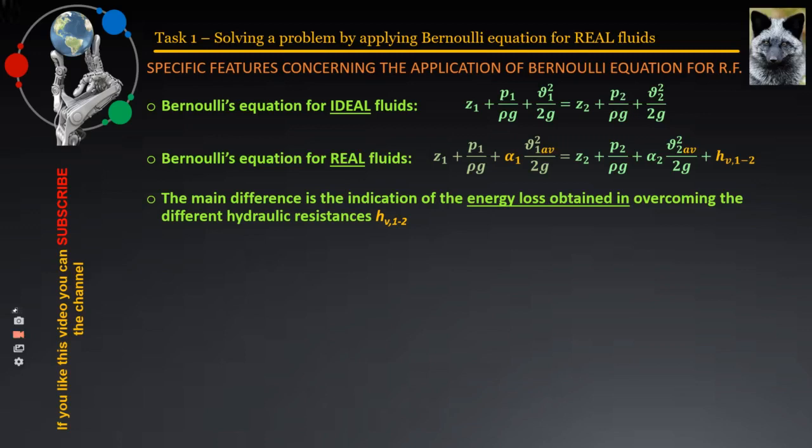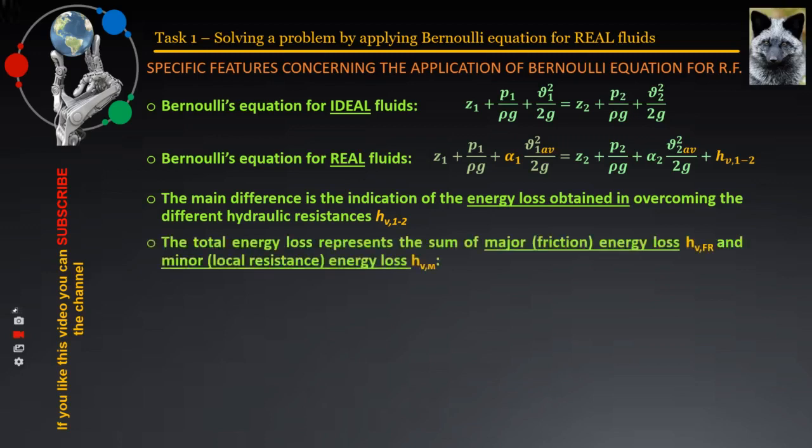The total energy loss represents a sum of the two types of losses. Those from friction occurring along the entire length of the pipe, depending on the material of the pipe, the time and manner of exploitation, and the flow regime of movement, which we will discuss in subsequent video tutorials, and those in local resistances.